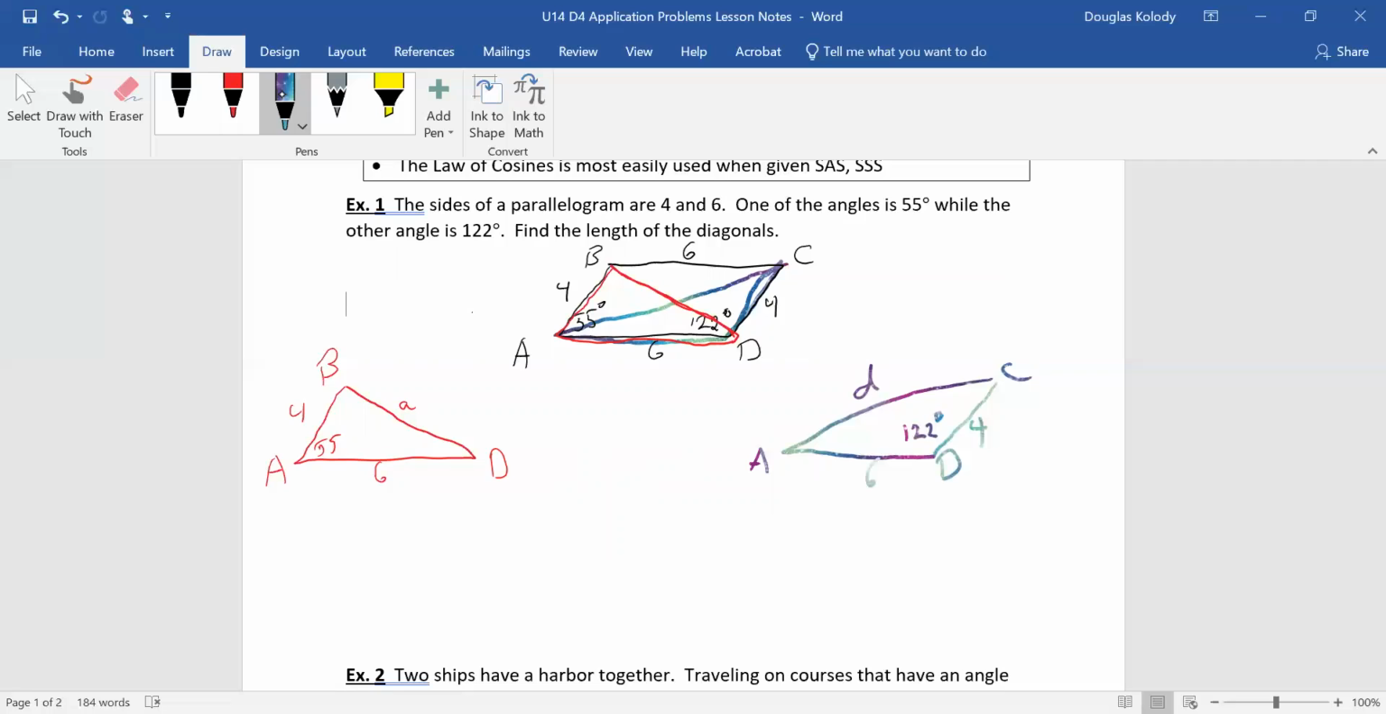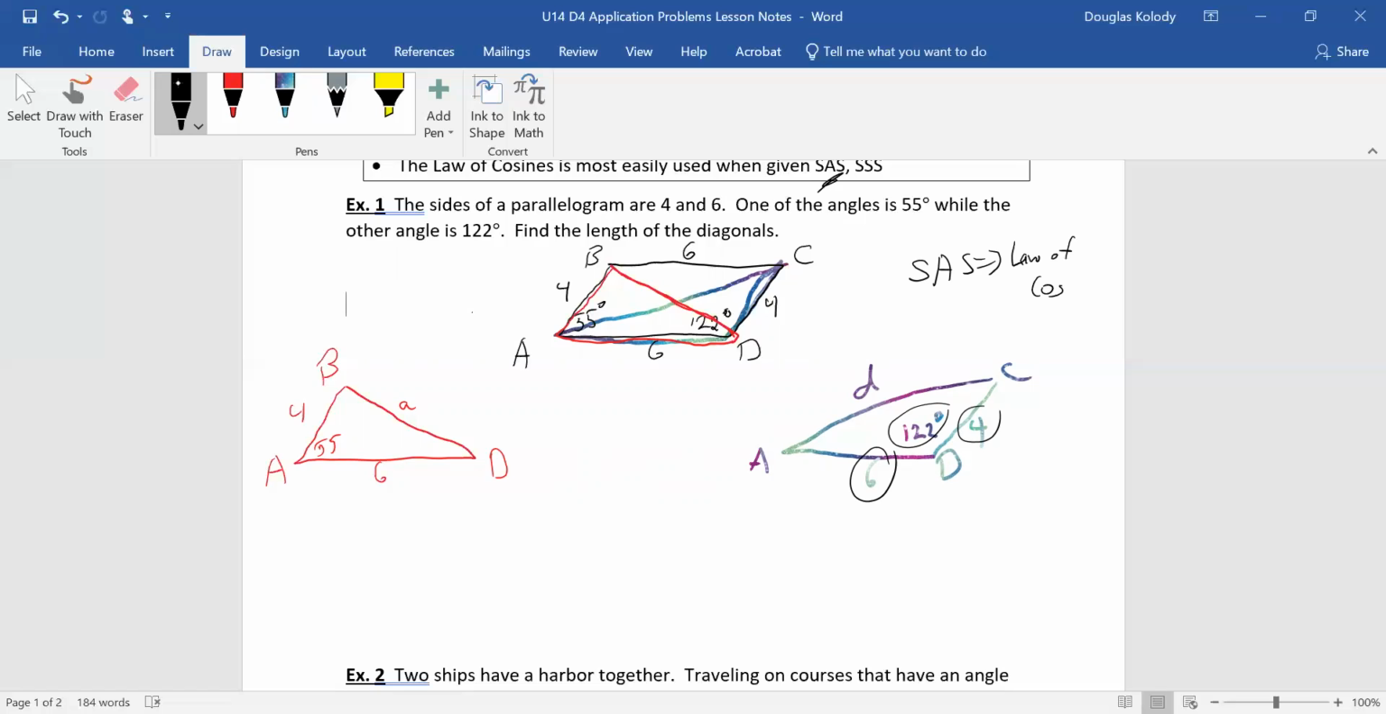Okay. In both cases, it looks like we are given side, angle, side. In other words, the included angle between the sides. So what does that lend itself to? That lends itself to the law of cosines. So that's what we're going to use in both of these cases.